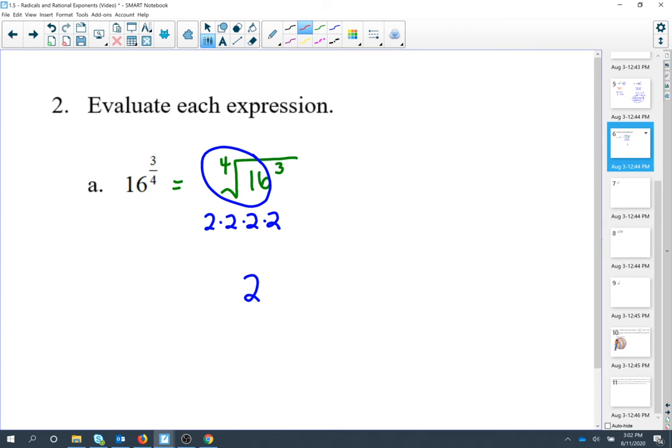Then I have to go back and consider, but I didn't use the 3rd power yet. So really, this is 2, but it's 2 to the 3rd power, which is 2 times 2 times 2, which is 8, and you're done. The final answer to 16 to the 3/4 is 8.